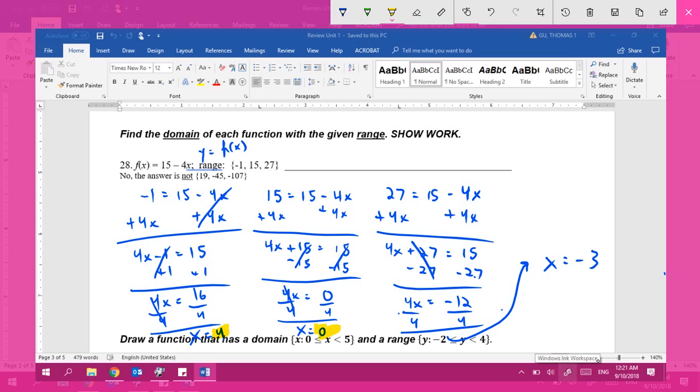4, 0, and -3. So now to write my answer, I'm going to give it exactly like they wrote their answer. They put range, colon, and squiggly brackets. I'm going to put domain, colon, and squiggly brackets. And now I'm just going to write the three answers that I got. -3, 0, and 4. And then close squiggly brackets. And that is a perfect answer right there.